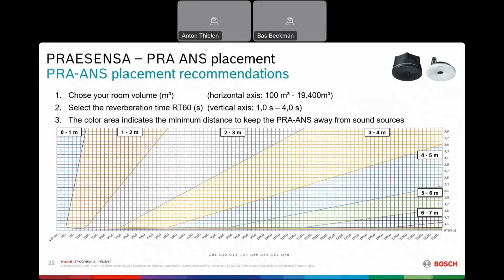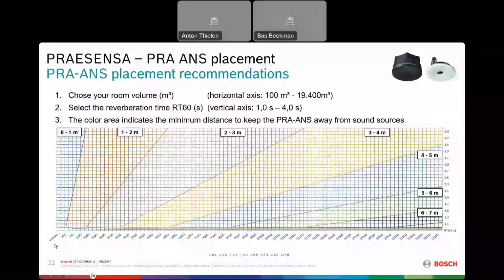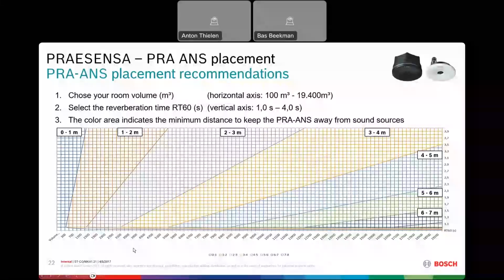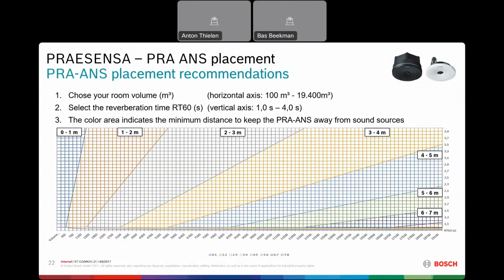For these RT60 parameters, there is a diagram which gives you some direction. On the horizontal axis you see the volume of a room, and then furthermore you have the reverberation time, the RT60, which is here from somehow 1 until 4, which you can select. The color then indicates the minimum distance to keep your noise sensor away from sound sources. So that's somehow a guideline for the position of your noise sensor.